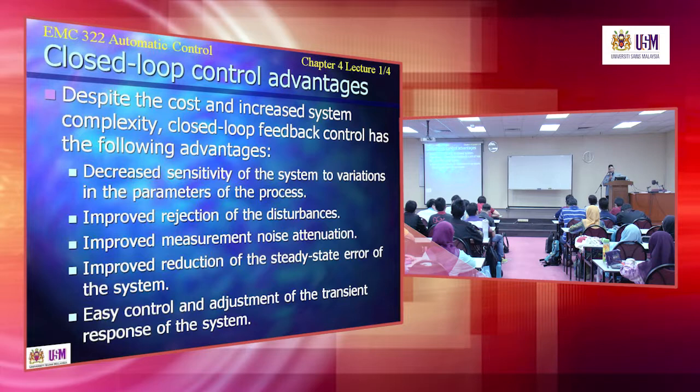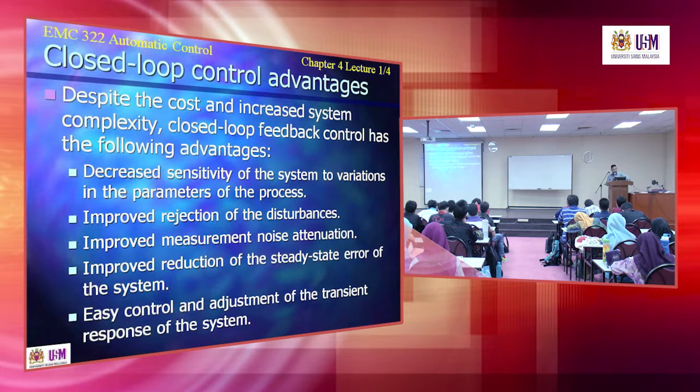When we talk about sensitivity, the more sensitive the system is, the more the response will change. In this case, we want the system to have less sensitivity, because if it is less sensitive, the response will not change much. If possible, we want the response to become constant later on. That's why we want the system to have less sensitivity. Later on, we can prove that with the closed loop feedback control system, we can decrease the sensitivity.